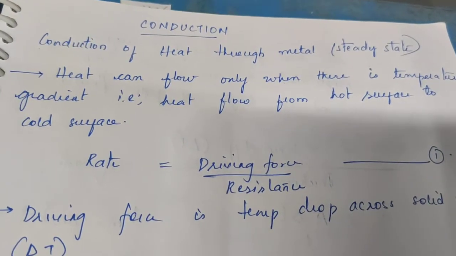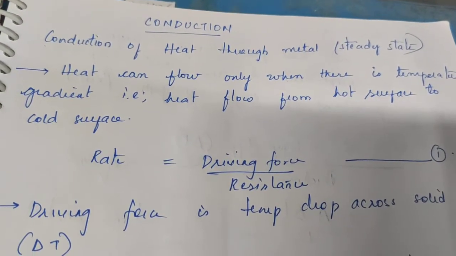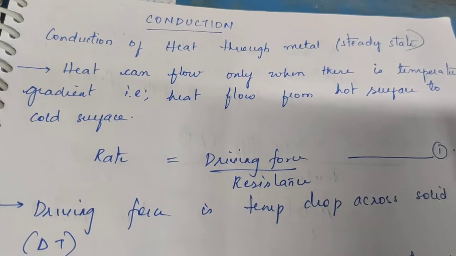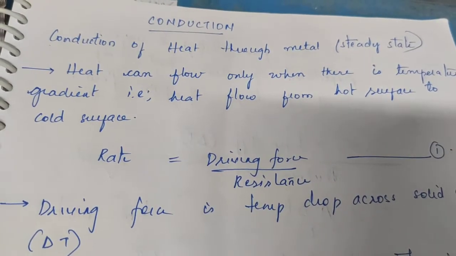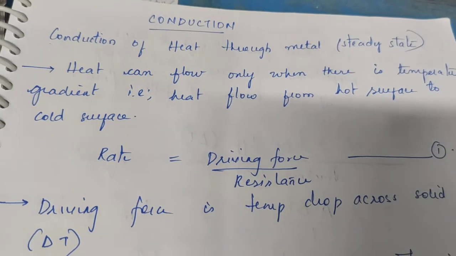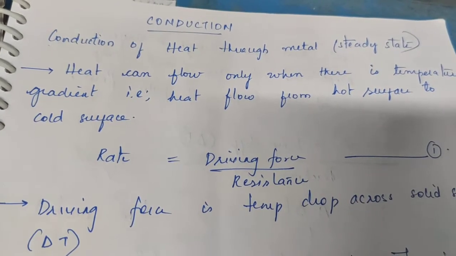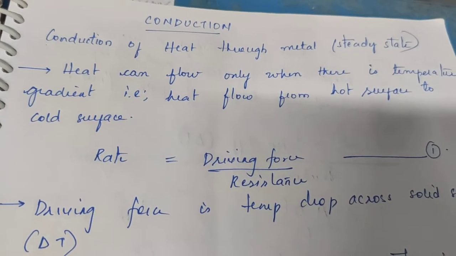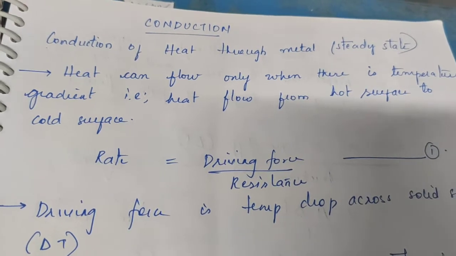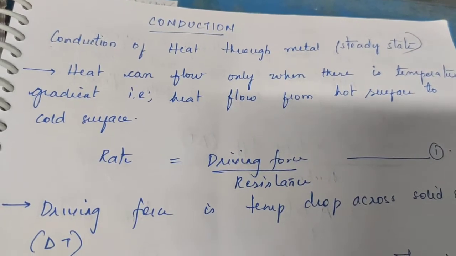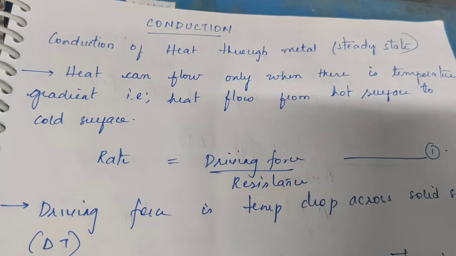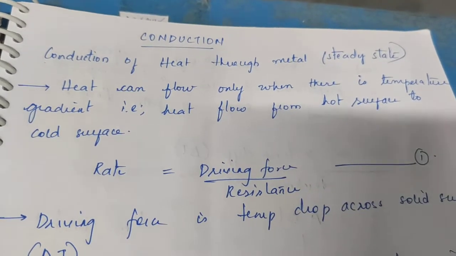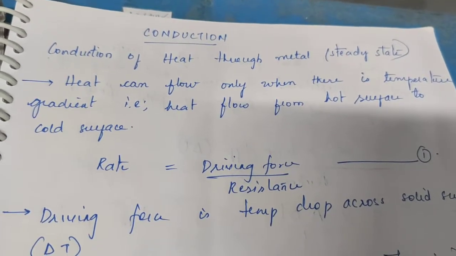Heat transfer by conduction, that is, conduction of heat through metals in a steady state. We'll discuss conduction of heat in a metal in a steady state. Here the heat can flow only when there is a temperature gradient, that is, a temperature difference: heat flows from the hotter surface to the cooler surface. Whenever there is a temperature gradient, heat transfer can occur.